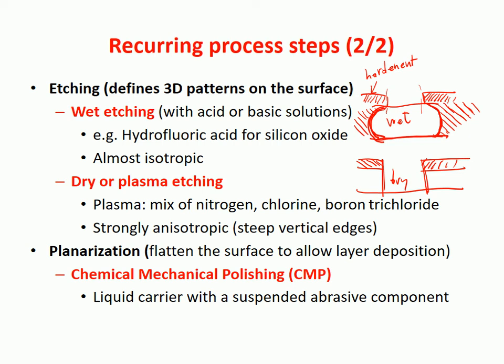And then the last process that I want to mention is the so-called planarization, that is important in order to flatten the top surface, because after some layers are deposited on top of the wafer, we start to have bumps and holes, and therefore the surface is not planar anymore. And this planarization process, which is called CMP, chemical mechanical polishing, uses an abrasive component in order to flatten the surface of the wafer.